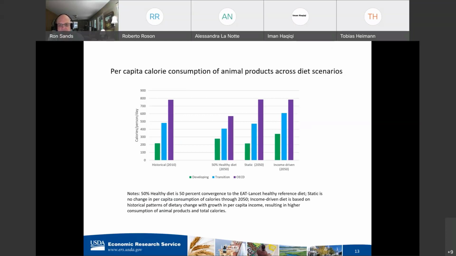Now, then there's this 50% healthy reference diet scenario. And that's a case where the developing countries are actually consuming more. The transition countries are consuming a little bit less in terms of calories per person per day of animal products. And the wealthy countries are consuming quite a bit less in terms of calories per day of animal products. Still don't reach convergence among the three types of countries. If we did full convergence to the healthy reference diet, you would see those three columns in that healthy diet set actually coming together to be equal to each other.